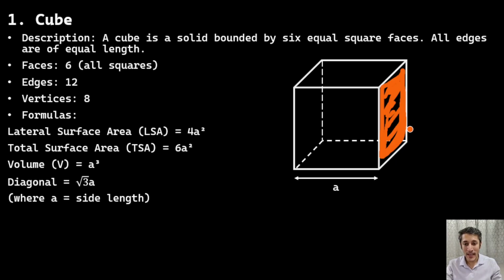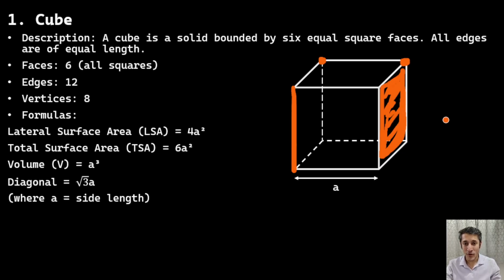A cube has 12 edges. Edges are nothing but these lines. So this line would be called an edge of the cube. So there are 12 edges. It has 8 vertices. The points where the edges meet are called the vertices. So this point would be a vertex, this point would be a vertex. So there are a total of 8 vertices in a cube.